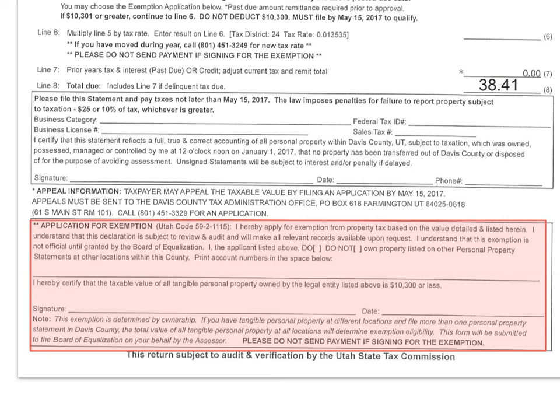We'll quickly review the criteria for taking the exemption. The total taxable value of your assets must be at or below $10,300. You must have made a full disclosure of all assets. You may not have taxes owing from prior years. And you must sign for the exemption and return your filing statement by May 15th, 2017. If you're signing for the exemption, you do not owe tax. Please do not send money.